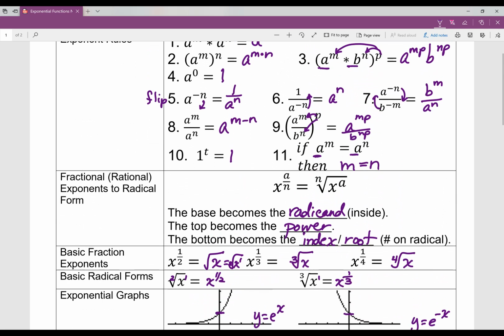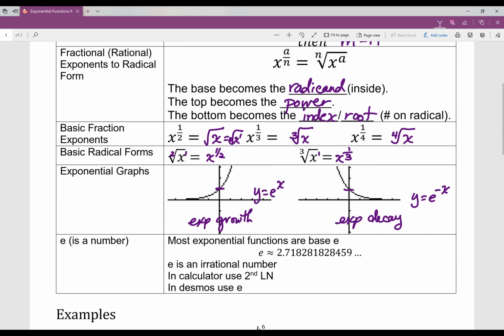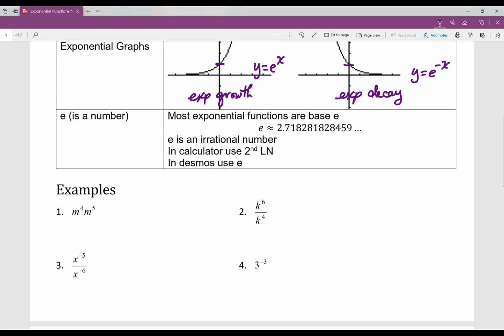So using these rules up here, we're going to simplify these down here. So using that first rule, when we multiply, the bases are the same. This would be m to the 4 plus 5 or m to the 9. When we're dividing, this is 6 minus 4 or k squared.